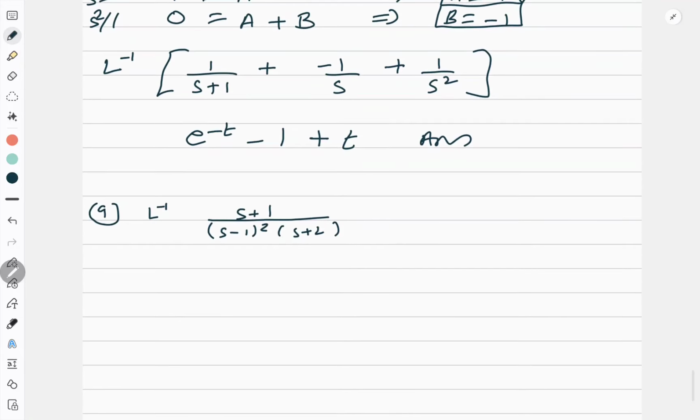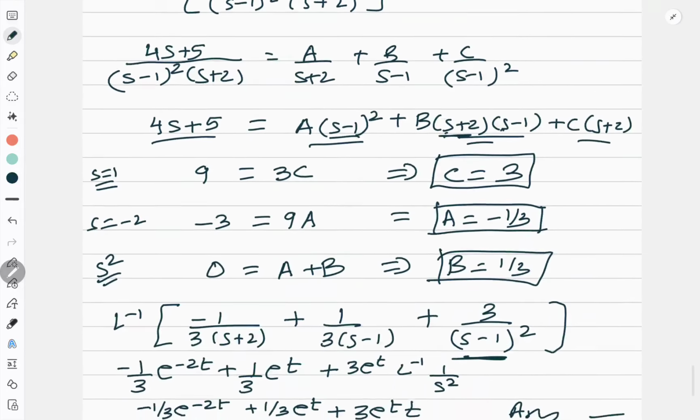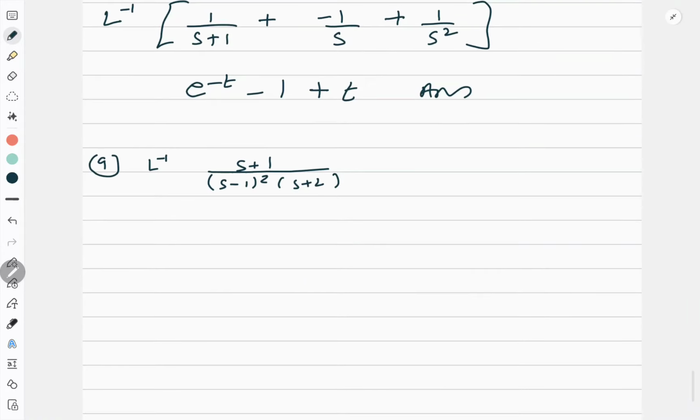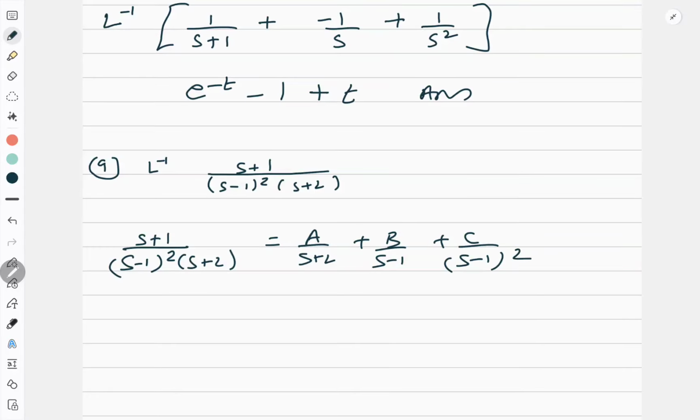Okay. Again, I have the case 2. So now let us solve this quickly. I think this question we solved or not? s plus 1 upon s minus 1 square. No, we have not solved. So let us do it quickly. So this will become s plus 1 upon (s minus 1) square (s plus 2), so a upon s plus 2 plus b upon s minus 1 plus c upon (s minus 1) square.